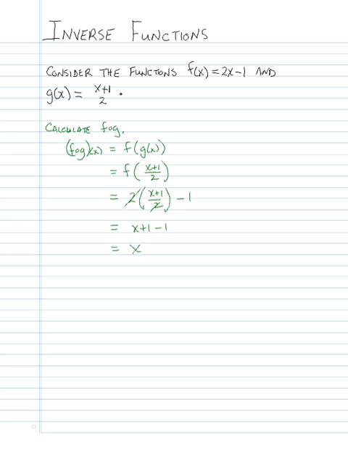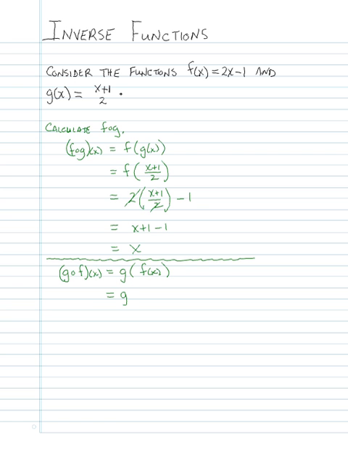So that means if we put a 3 into the f compose g function, we get a 3 out. Or if we put a 5 in, we get a 5 out. It doesn't change the value of what we put in there. Now, on the other hand, let's calculate g compose f of x. So that's g of f of x.